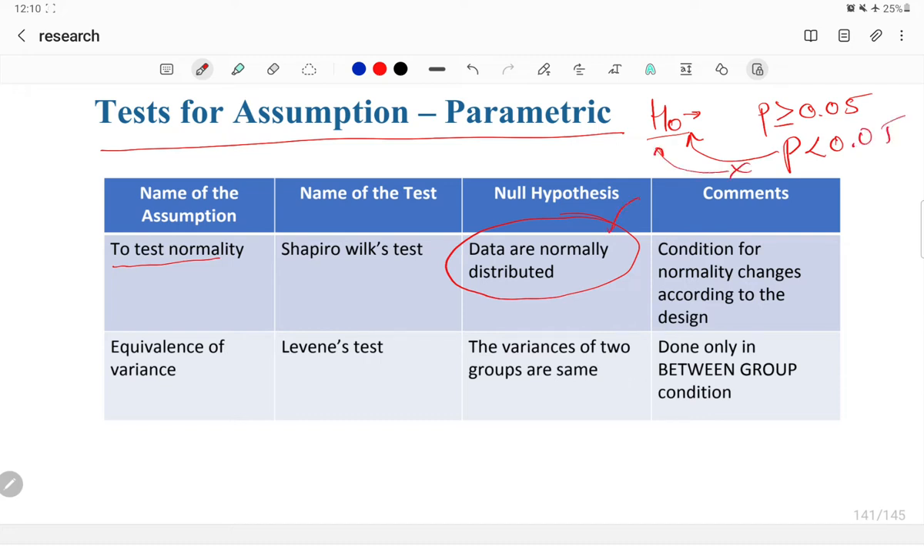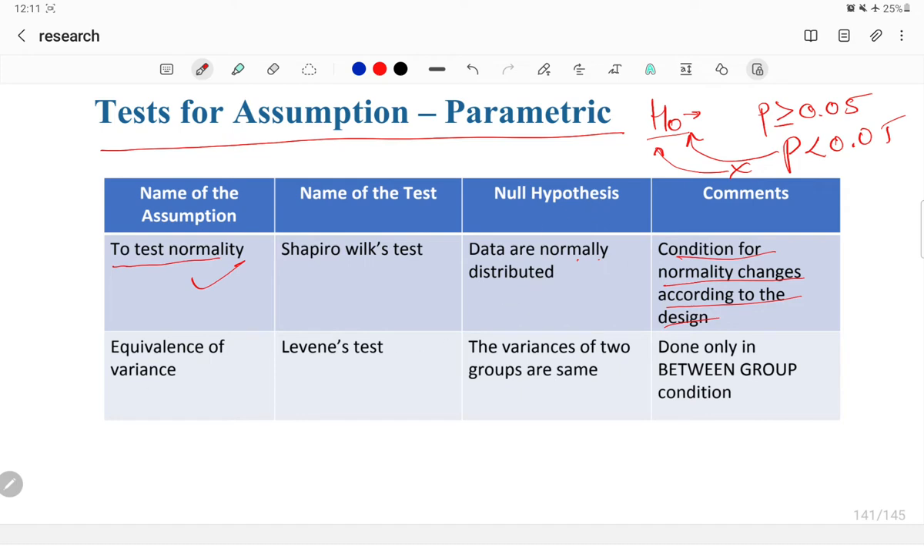For example, if you are doing the normality test, the null hypothesis is this, and the p value comes 0.06 or 0.05, then we'll say yes, data are normally distributed, because the p value is greater than 0.05 and we fail to reject the null hypothesis. If it's less than 0.05, then we'll say no, data are not normally distributed, because we're rejecting the null hypothesis. The condition for normality changes according to the design. This is simple, you just have to understand the null hypothesis.